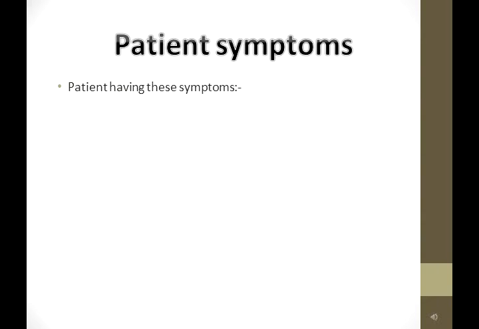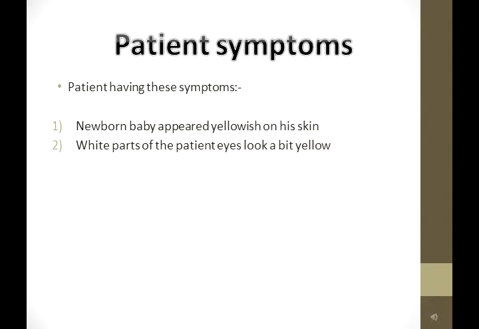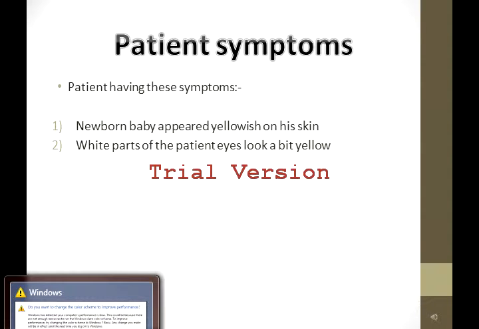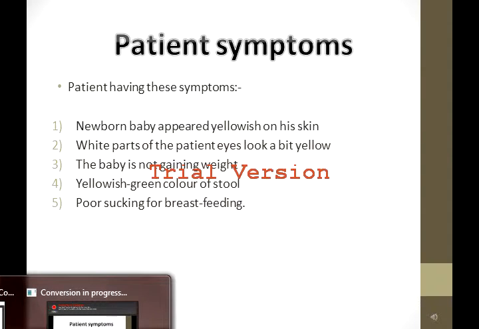Next, in the case presentation, the important thing that we need to highlight is the patient's symptoms. The physician observed and monitored the patient, and the patient had these symptoms: the newborn baby appeared yellowish on his skin on the first day of his delivery. Next, after a few days, the white parts of the patient's eyes looked a bit yellow. The baby was getting weak, had yellowish-green colored stool, and had poor sucking for breastfeeding.